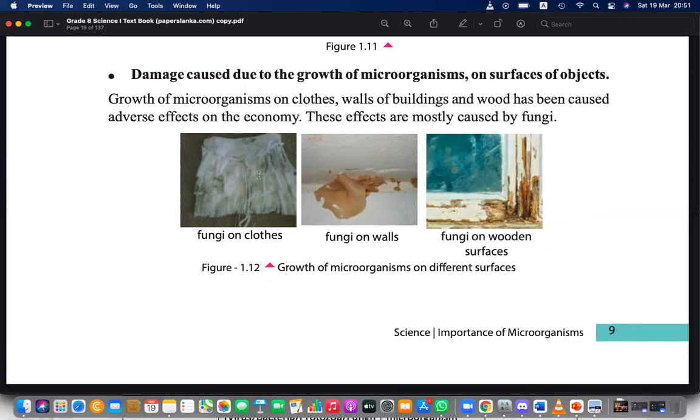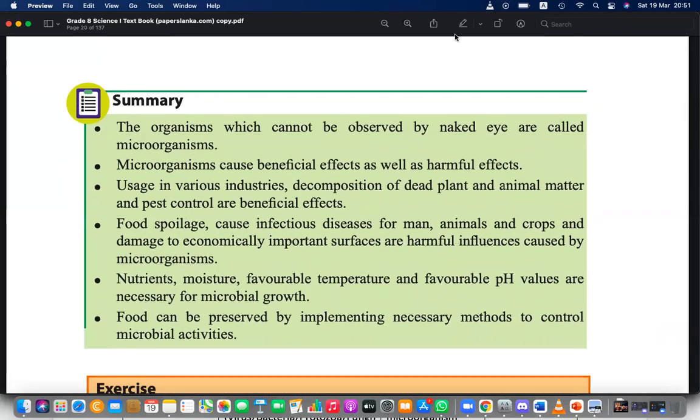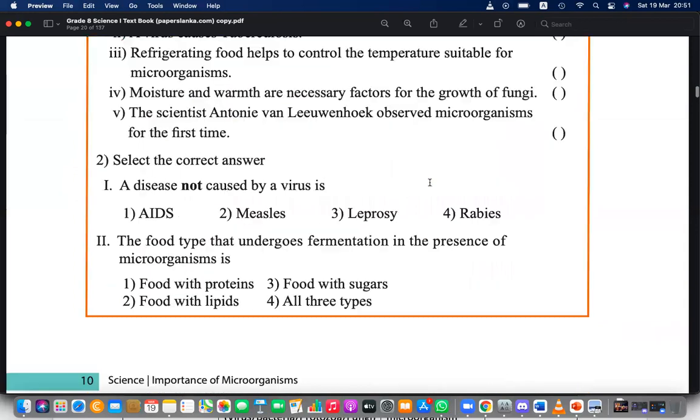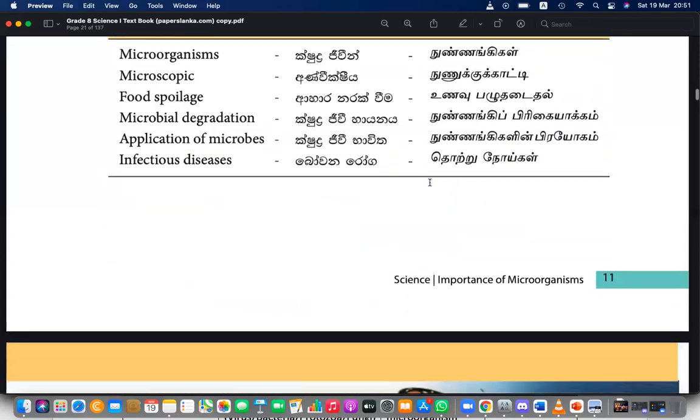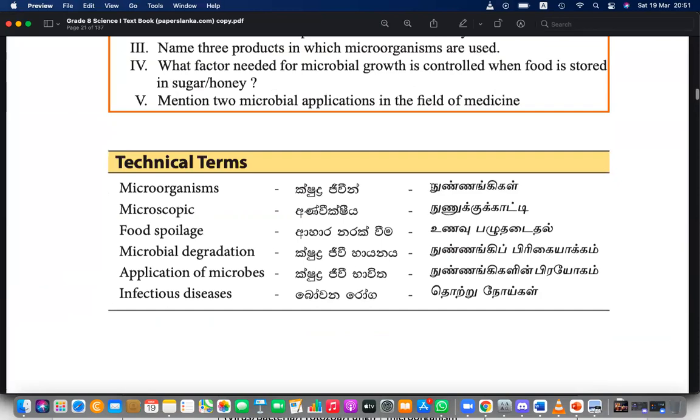You can see fungi on cloth and walls, and on wooden surfaces. So it can be anywhere and everywhere. That is the microorganism behavior. With that, we have come to the end of this lesson. Next day we have to start our new lesson, which is animal classification. We need to classify animals into different kingdoms and classes. We will learn that next day.